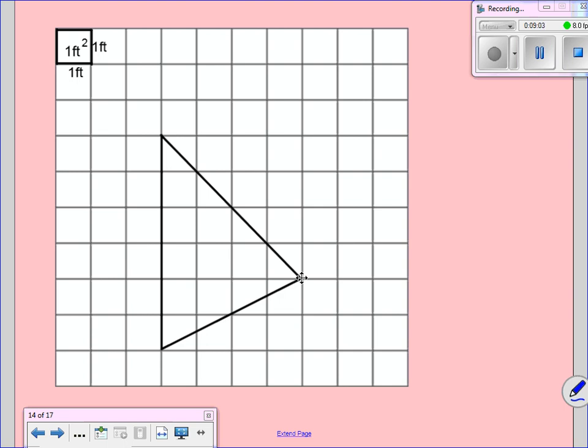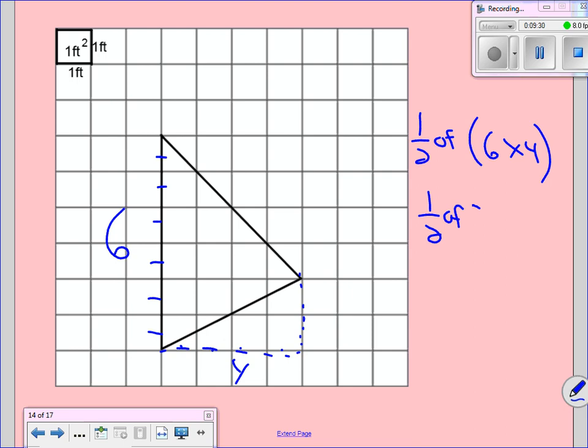If I'm looking at this line right here, it's the only one I can measure using my squares. This one right here is a diagonal. That one's a diagonal. So let's take a look. How am I going to do this one? 1, 2, 3, 4, 5, 6. 6 is my base. 1, 2, 3, 4. 4 is my height. Half of 6 times 4. Half of 24. Half times 24 over 1 equals 24 over 2. How many 2's go into 24? 12.